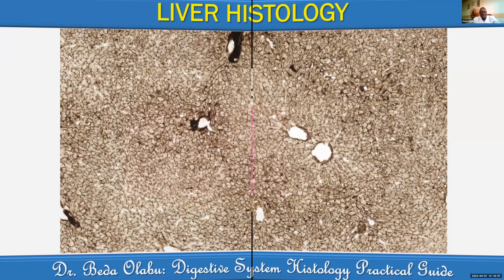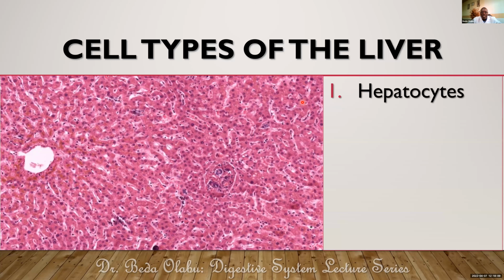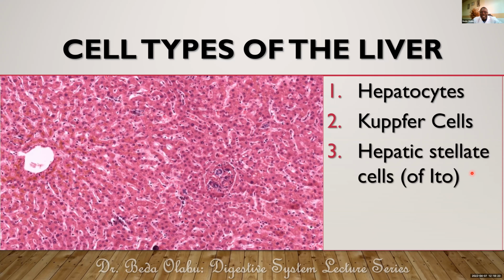What are the cell types of the liver? The most abundant cell type is the hepatocytes. They're the ones that perform most of the liver functions. Apart from hepatocytes, we have the Kupffer cells, which are basically macrophages within the liver. We have hepatic stellate cells of Ito, which metabolize vitamin A. They also store fat.